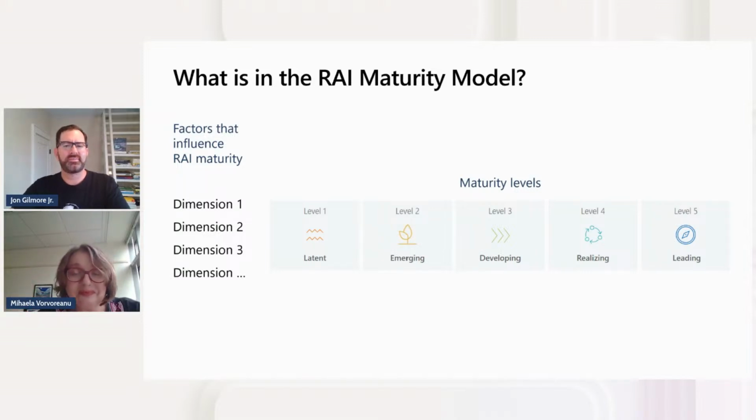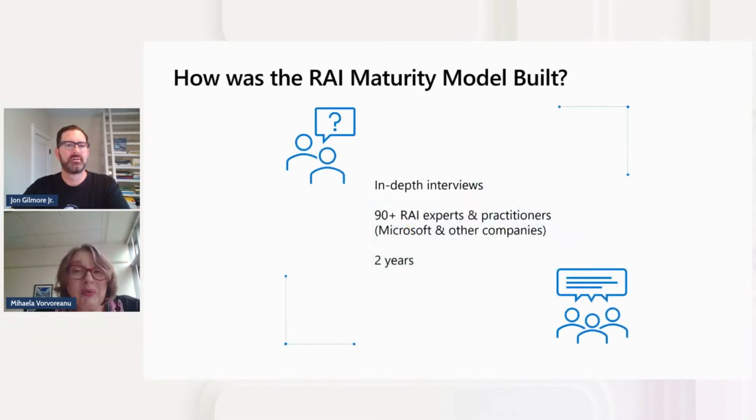Well, how did you come up with these dimensions? What was the process? Well, so we worked on this maturity model before generative AI. We didn't just make it up. We didn't ask a large language model to make it up. It is based on long, hard work that took about 2 years. We interviewed more than 90 responsible AI experts and practitioners over multiple sessions, and they helped us identify these dimensions and the spectrum of maturity for each one of them.